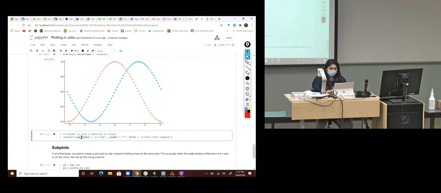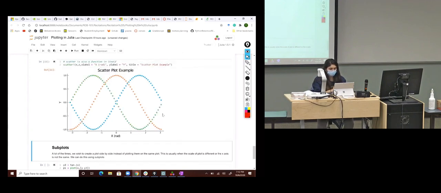And I also will modify some of the plot properties. I'll add a label, I'll add a y label, and I'll also add a title. So let's see what that looks like. And that's it. That's all you needed to do.